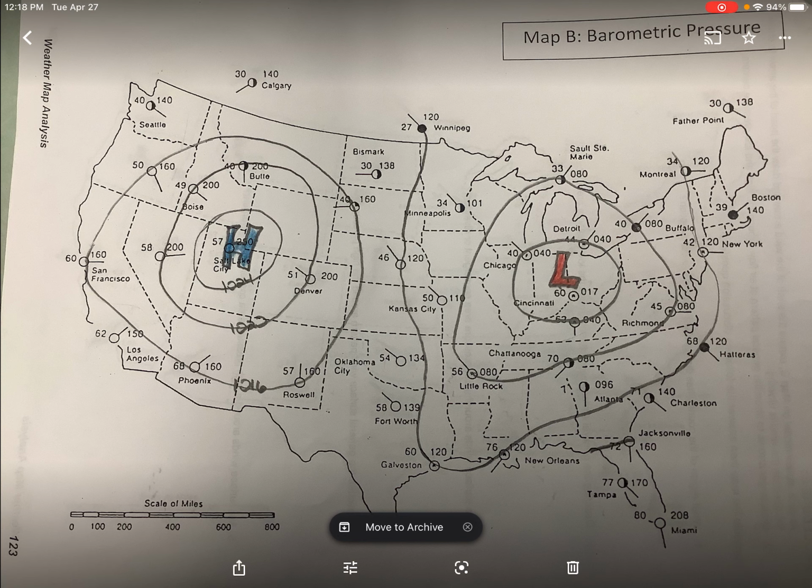What we'll do next is talk about why we have this circulation. Why does it go around in a clockwise or counterclockwise rotation? So we'll talk about the Coriolis effect after this.